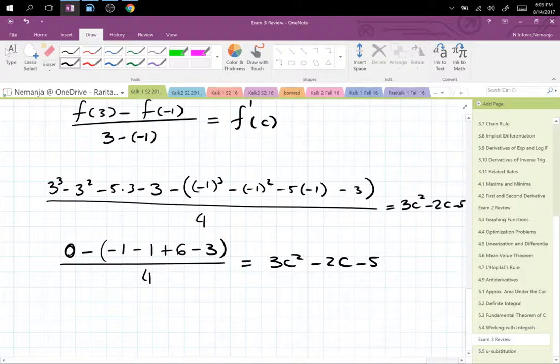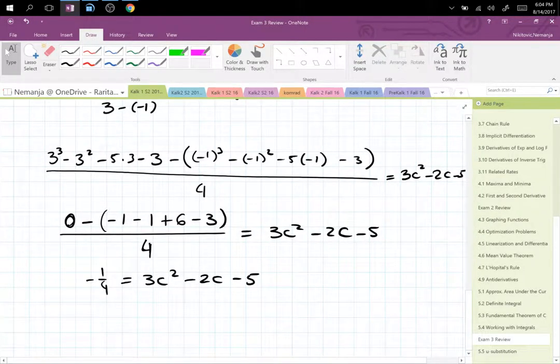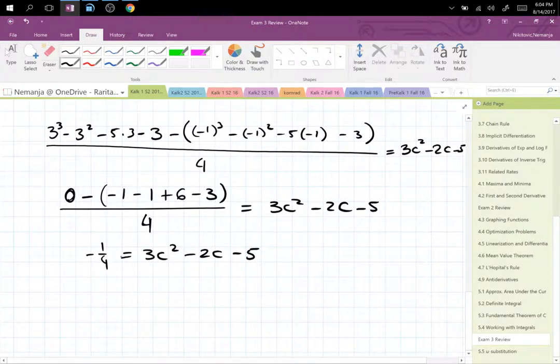So negative, now, first of all, in parentheses, we are going to have 1, right? So I'm going to have -1/4 equals 3c squared minus 2c minus 5. So we need to solve for c, and I need to move the 1/4 to the other side. We're going to get 3c squared minus 2c minus 5 plus 1/4 equal to 0.